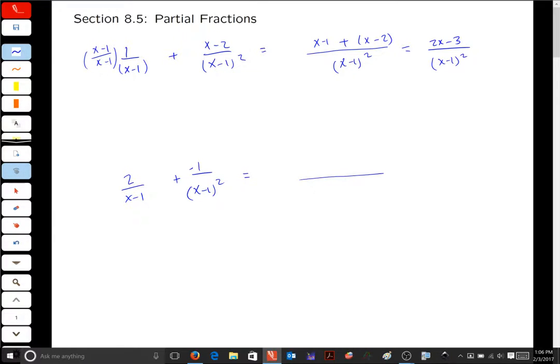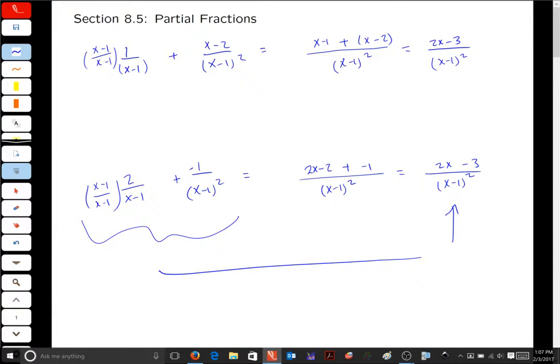Here again, what is my common denominator? X minus 1 squared. And I have to multiply on the first one again. I just chose to write it in that order. We get a 2x minus 2 in the numerator of the first fraction, plus our minus 1. What is that equal to? 2x minus 3.